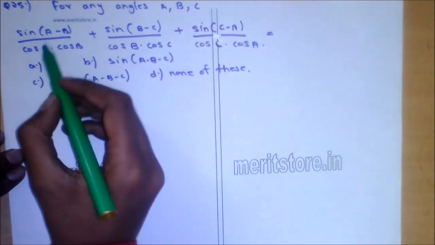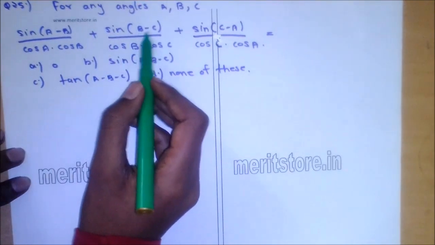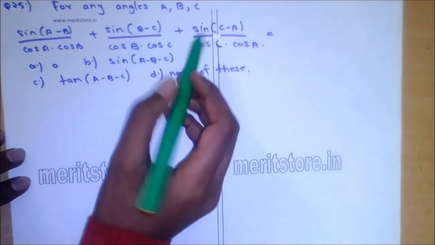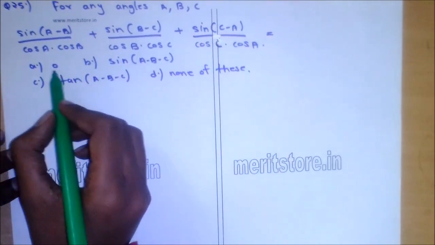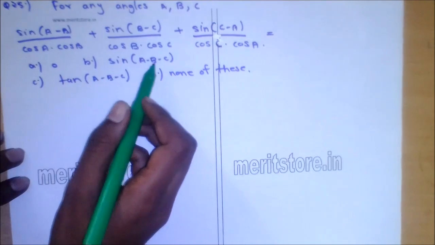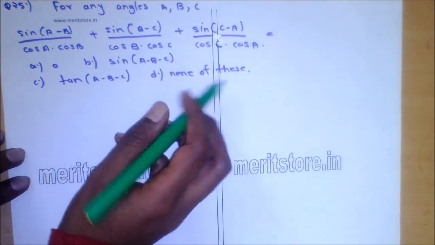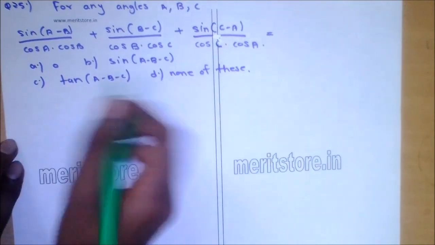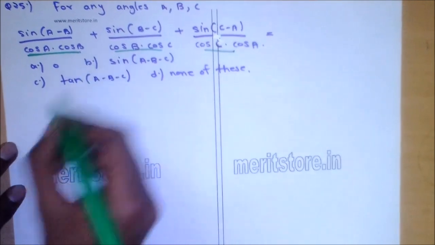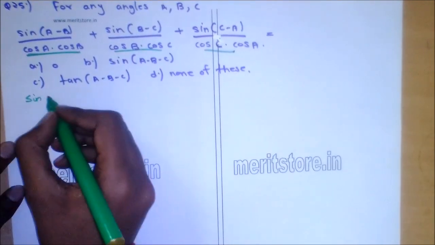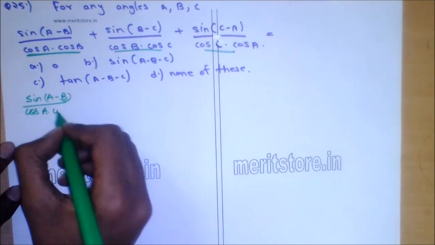So we have to simplify sin(a minus b) upon cos a cos b plus sin(b minus c) upon cos b cos c plus sin(c minus a) upon cos c cos a. The options are 0, sin of (a minus b minus c), tan of (a minus b minus c), and none of these. So we simplify it individually. So first we consider this, sin(a minus b) upon cos a cos b.